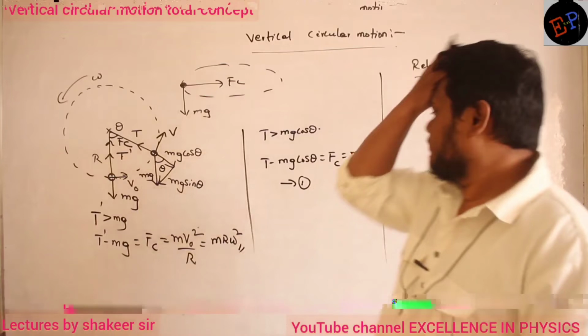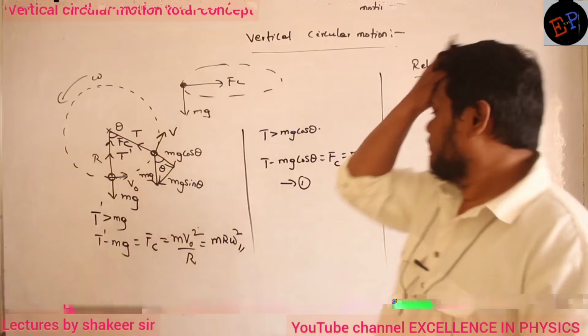See, here the original length of the string is L. And what is the velocity of the body here? Let it be V naught, or you can write u, the initial velocity. After some time, the body has reached up to here. How much angle has it covered? It has covered an angle of theta, and here let the velocity be V.